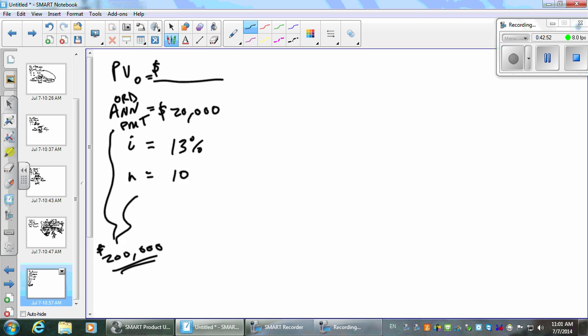And you're getting the payments when? At the end of each period. So this time you are going to be discounting the first payment. How much? 13% for one period. The second payment? 13% for two periods. Third one, 13% for three periods. The 20th one, 13% for 20 periods.